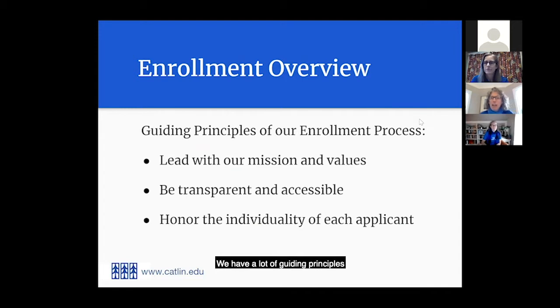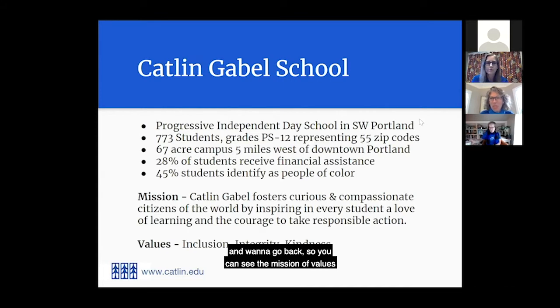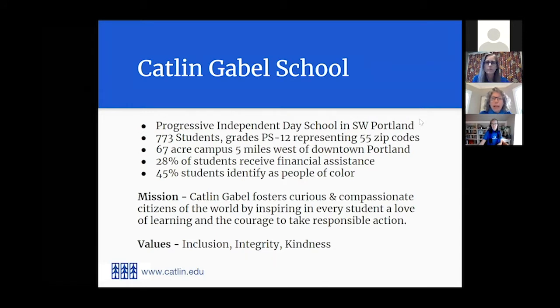We have a lot of guiding principles of our enrollment process, but I'm going to talk about 3 today that I think are particularly important for you all to know as you begin your engagement with us in the admission process. And the first one is that we lead with our mission and values. And I'm going to go back so you can see the mission and values while I talk about them. For every step of our process, whether it's building relationships with families from the very beginning to guiding our admission committees on their work to ultimately selecting candidates for admission in the spring, we are grounded in our values of inclusion, integrity, and kindness. And we think about what all of those behaviors mean as we conduct our process throughout the cycle.